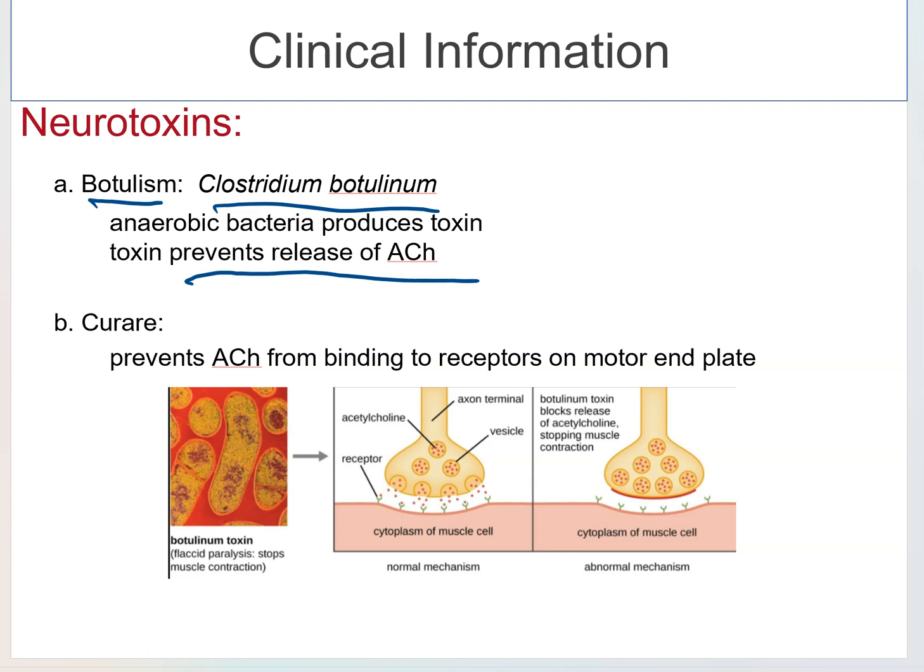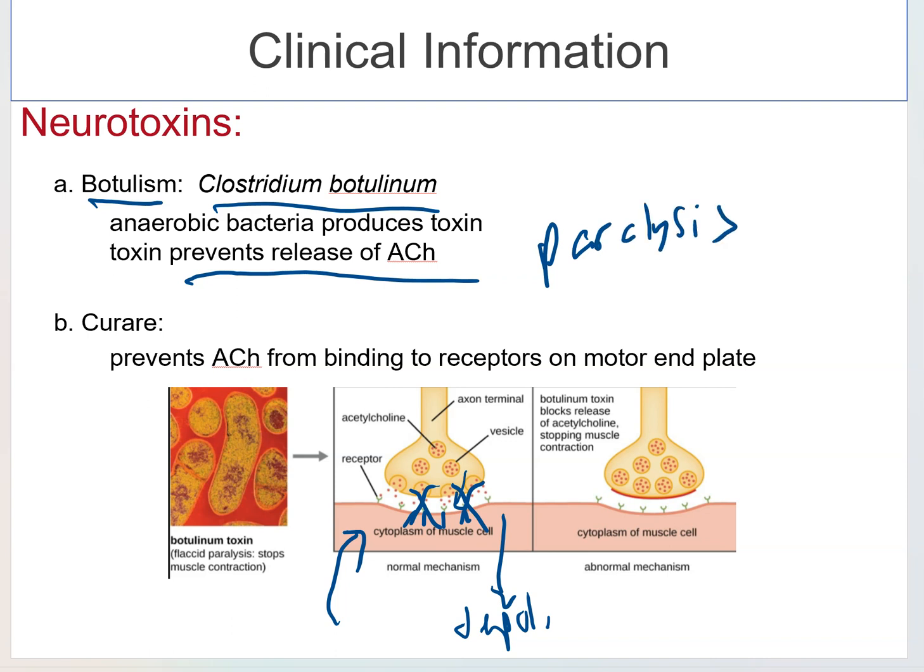So remember that if you look at your synapse, and you can see a synapse down here. So we'll look at this one real quick. Normally acetylcholine is released, it diffuses across and it binds to receptors at the motor end plate. And then its job is to depolarize that muscle, right? The sarcolemma, so the muscle can contract. Well, if you don't release acetylcholine, you can't contract the muscle, so it's going to result in paralysis.